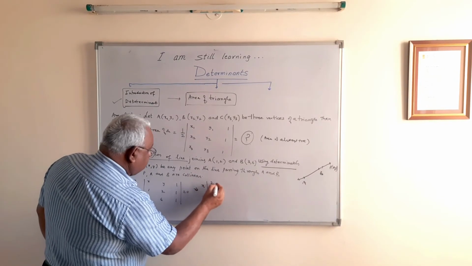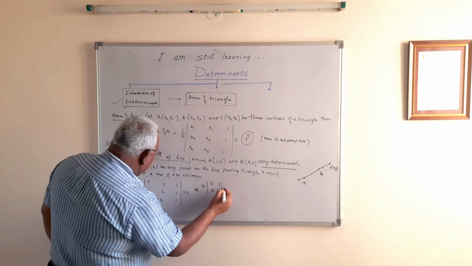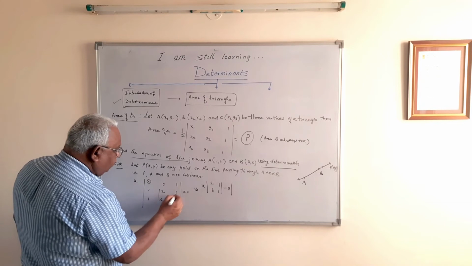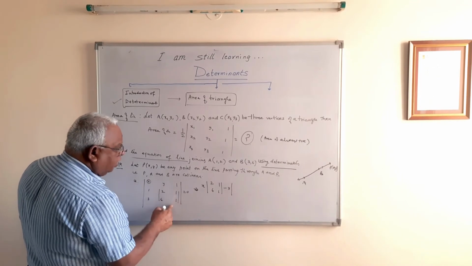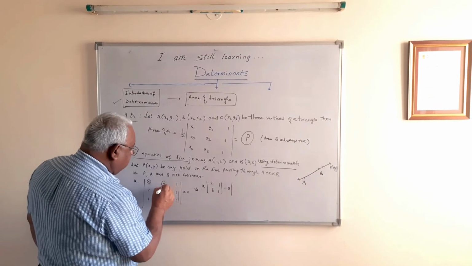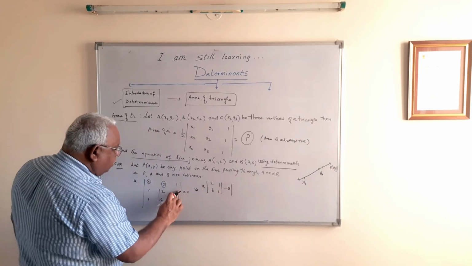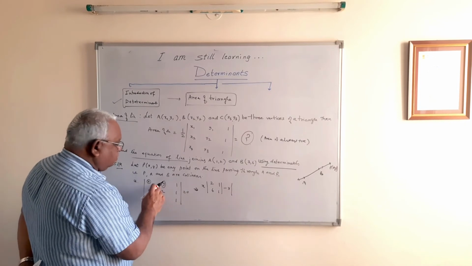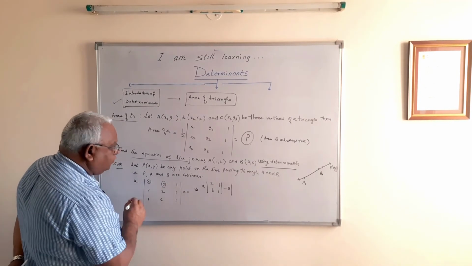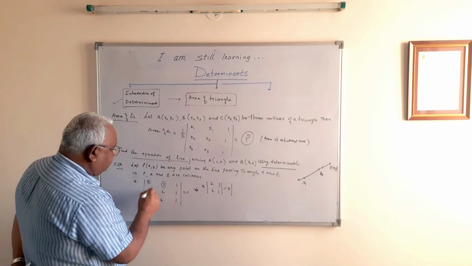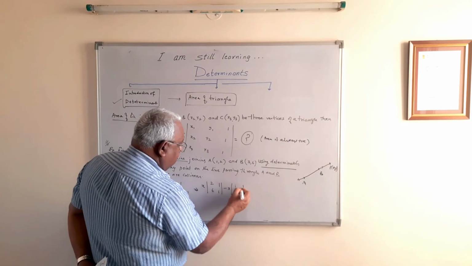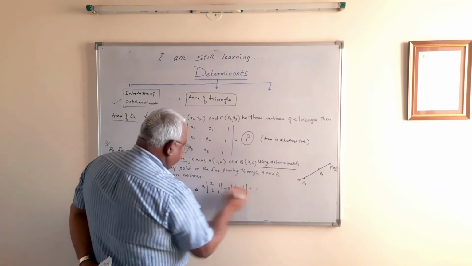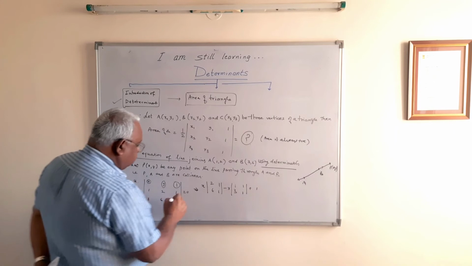x times (2 minus 6), please check the answer. x times (2 minus 6), then minus y. I am not deviating from the concept. I am again and again expanding using first row. When you use y, what will happen? This column and this row. So 1, 1, 3, 1, plus 1 times, you get 1, 2, 3, 6.